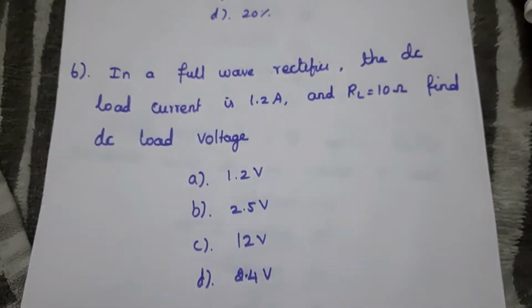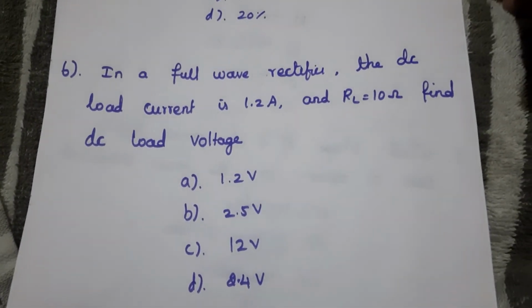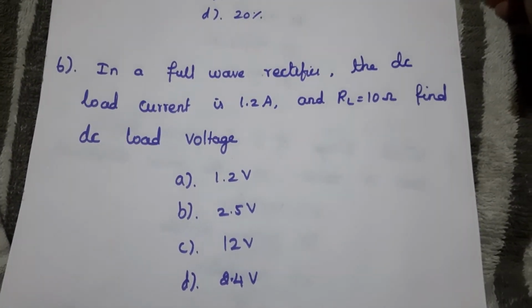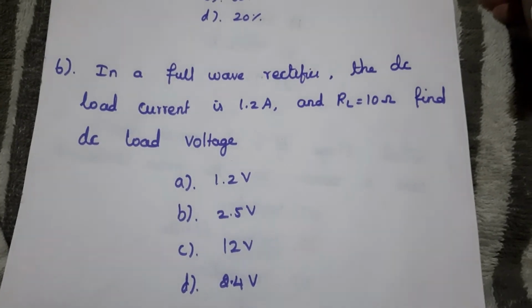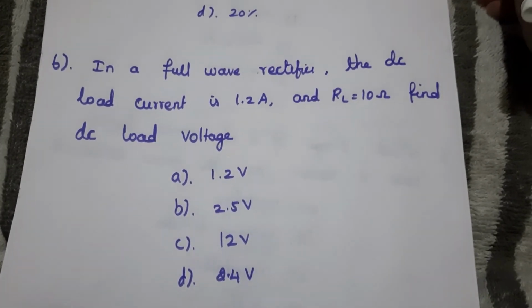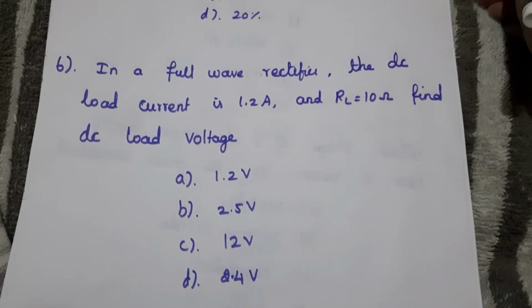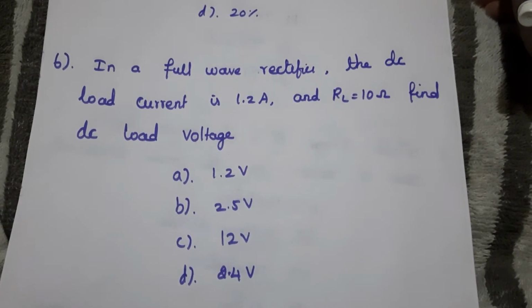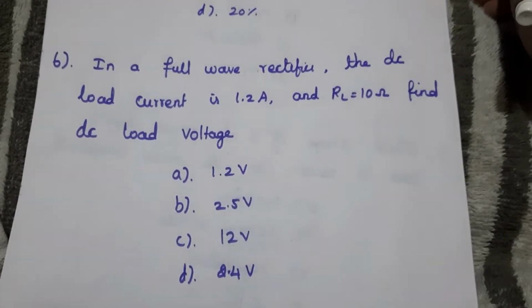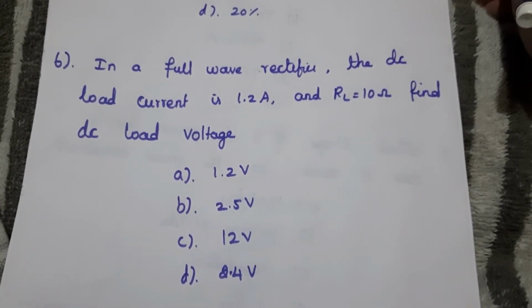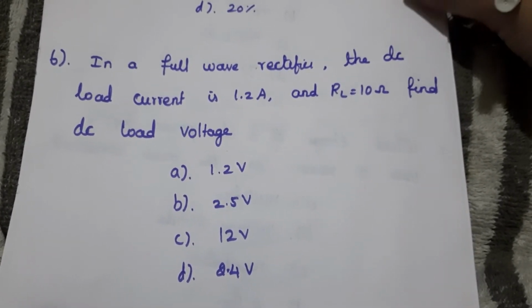And sixth question: in a full wave rectifier, the DC load current is 1.2 amps and RL is equal to 10 ohm. Find the DC load voltage. Find the correct answer.